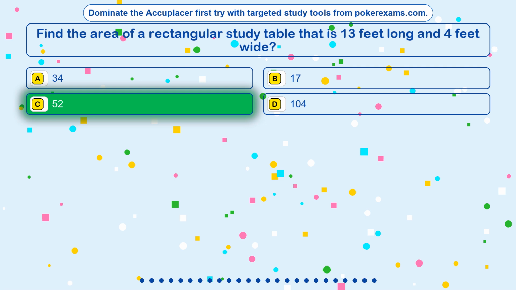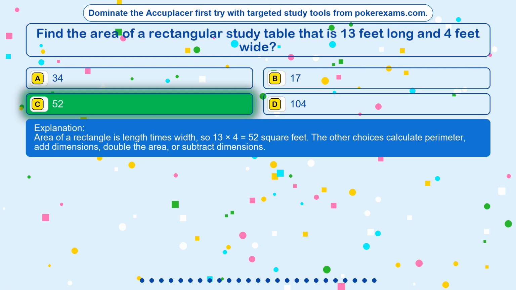The correct answer is option C, 52. Area of a rectangle is length times width, so 13 times 4 equals 52 square feet. The other choices calculate perimeter, add dimensions, double the area, or subtract dimensions.